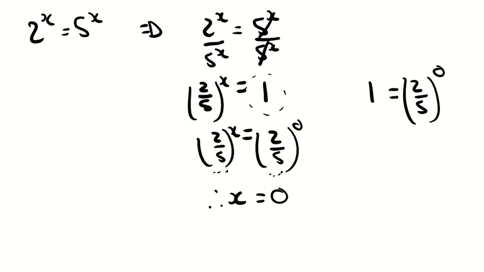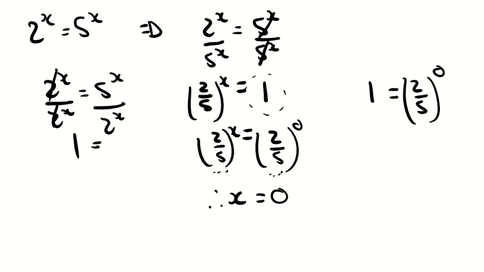In almost any question similar to this one, you're going to use the same method. Even if you wanted to divide by 2 on both sides, you would still get the same answer. Let's try it in a case where we would have divided by 2 to the power x. So we have 2 to the power x is equal to 5 to the power x. So let's divide by 2 to the power x on both sides. We would still get 1 here. And then this would be 5 over 2 to the power x.